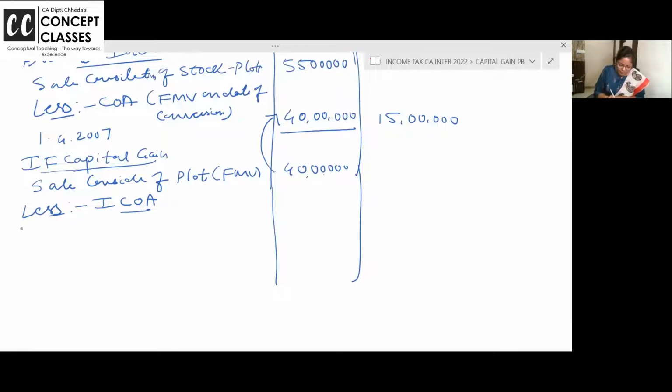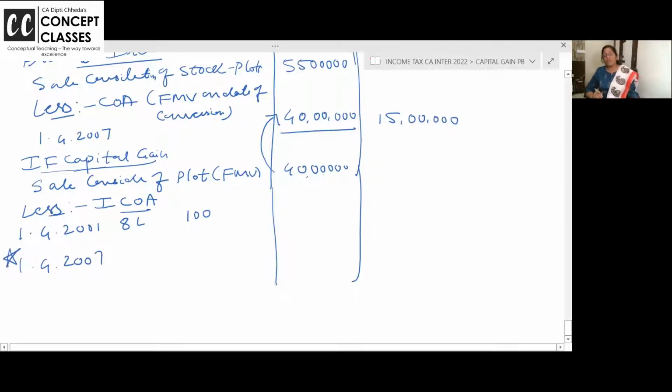Say, you have purchased it on 1st April 2001. Actually, you purchased in 94-95, but then the fair market value is given as 8 lakhs. And 2001 is like 100. And you have converted into stock in trade on 1st April. When did you convert? Are you reading and picking up the data? 1st April 2007. This is the pitfall where students go wrong. We should not fall into the slide.